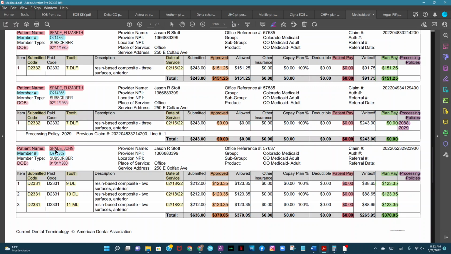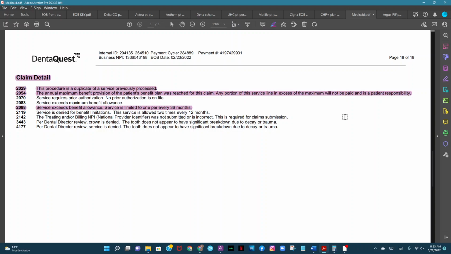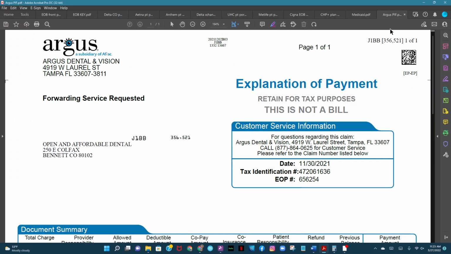Next claim here is going to be for John. Member ID here, we have the date of birth of 1/1 of 1980. We have date of service of 2/18 of 2022. Looks like he was seen for some fillings, and we're going to go here. Insurance paid us $370.05. Approved amount was $370.05, and patient pay is 0, meaning paid in full, and there are no remark codes, so no patient portion or anything, no denials. Everything's good to go. Okay, so that is your Medicaid EOB.